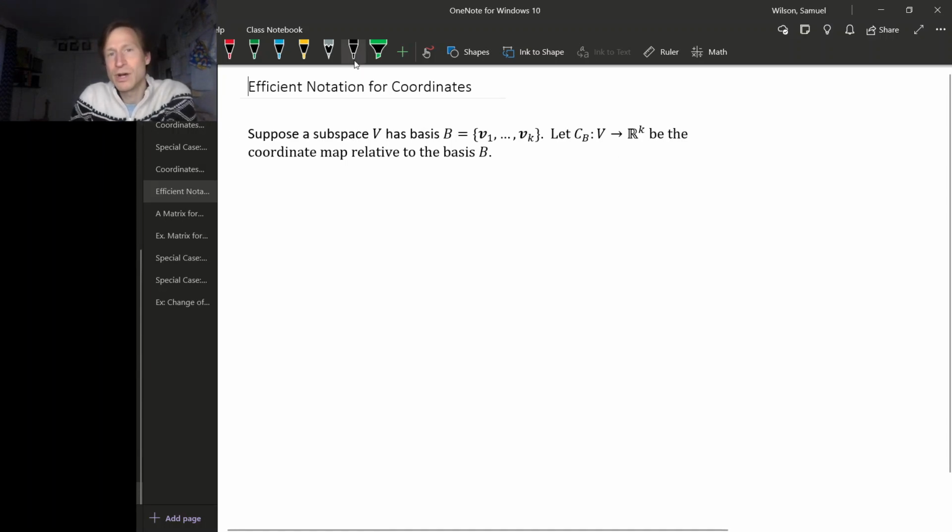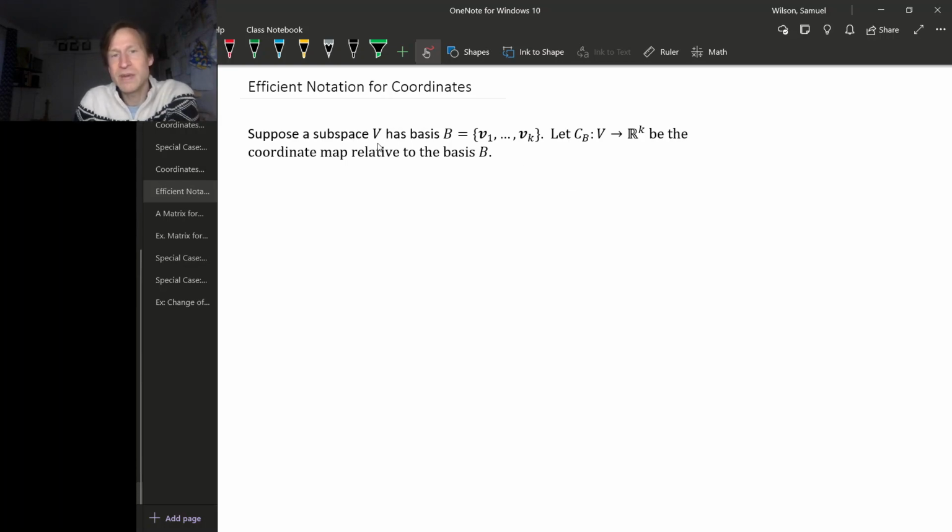Writing out exactly what a coordinate map does is a little bit annoying just because there's so much to write down. But there's actually a little trick that we can do that makes it much easier to write down exactly what the coordinate map is doing.